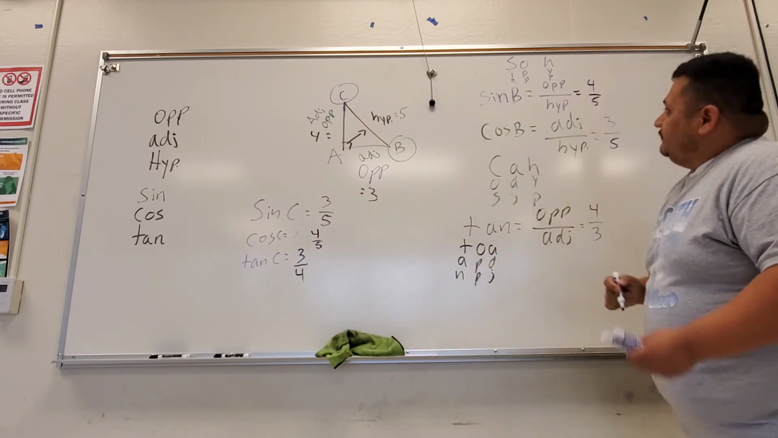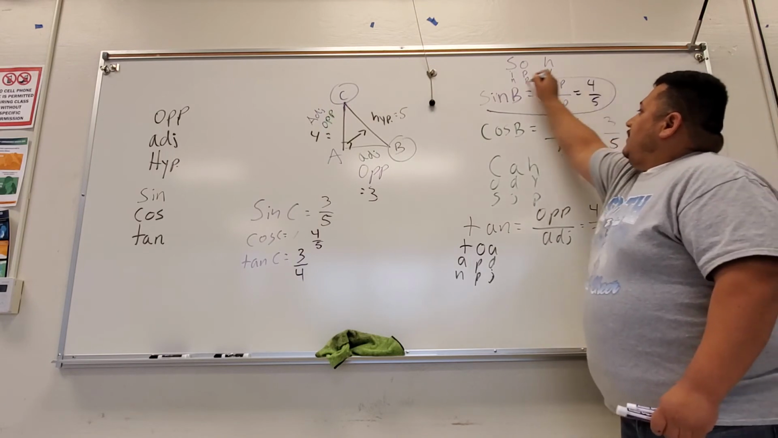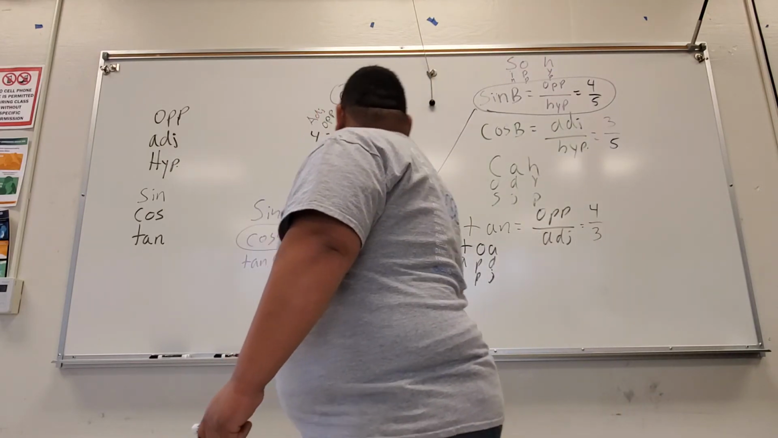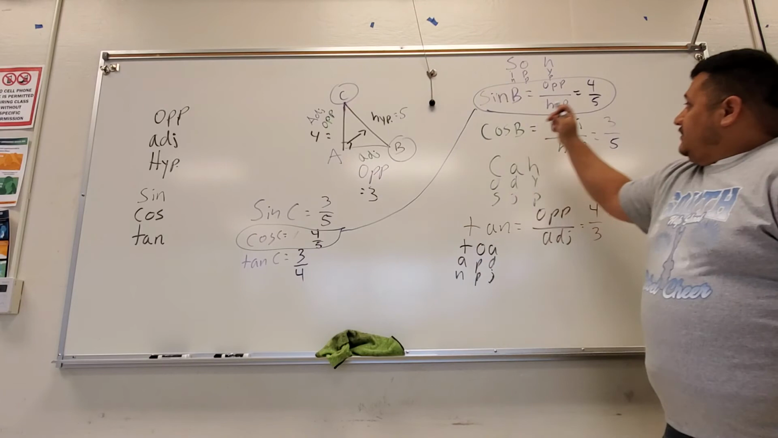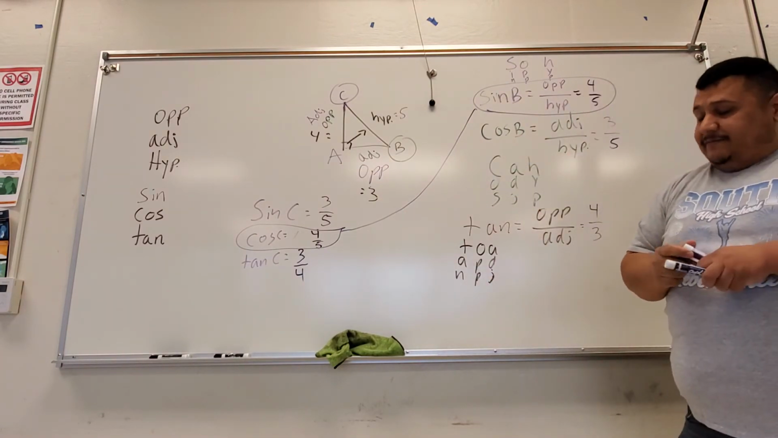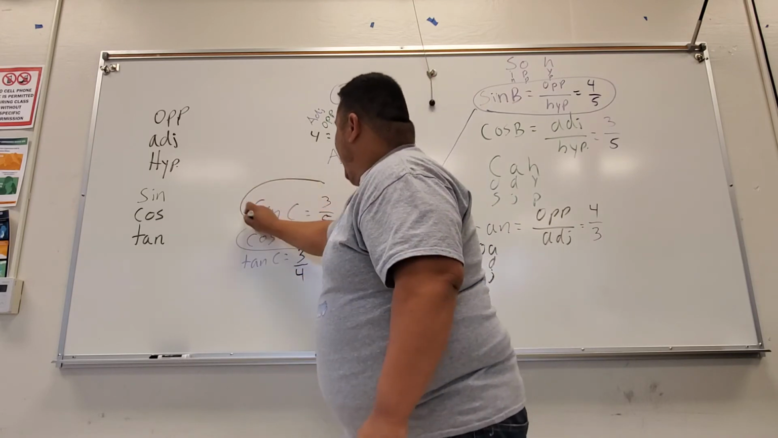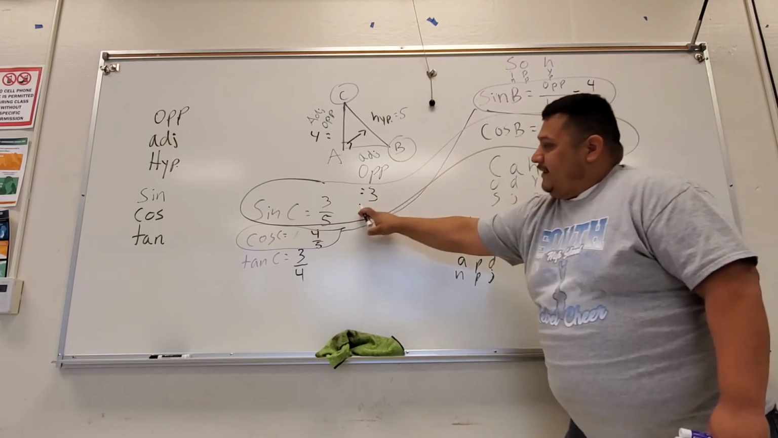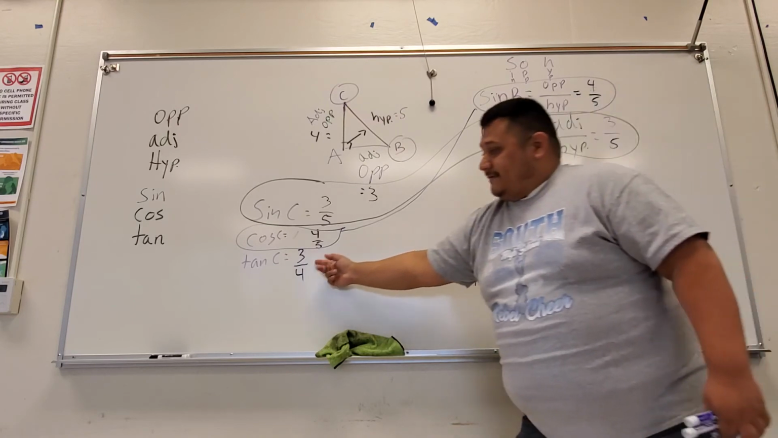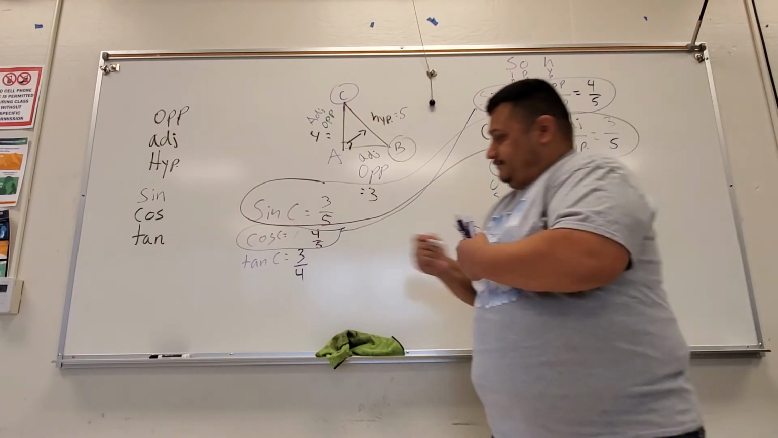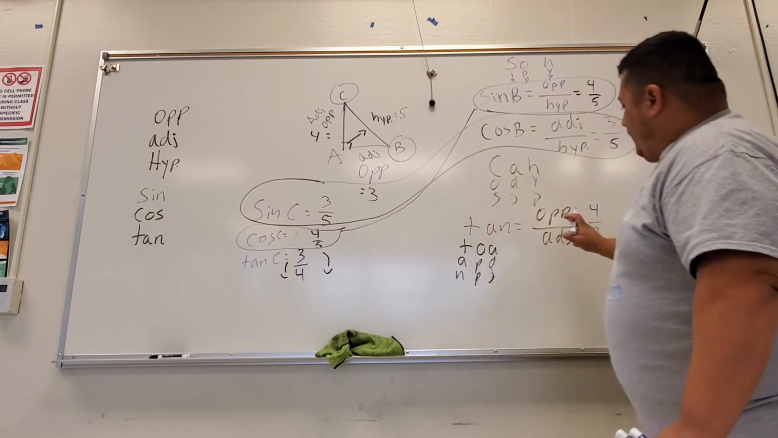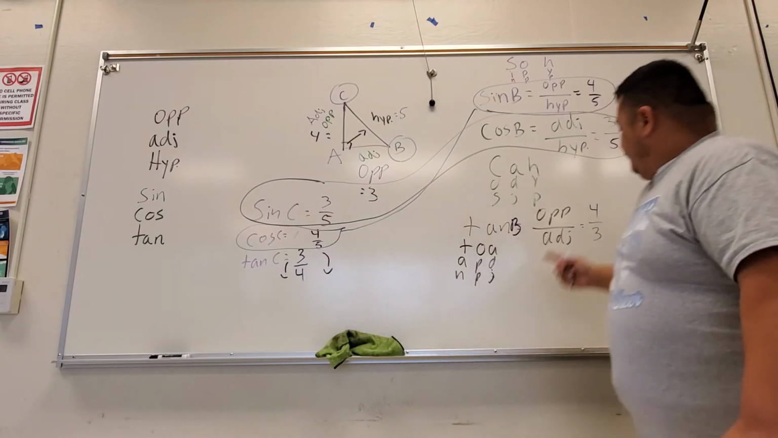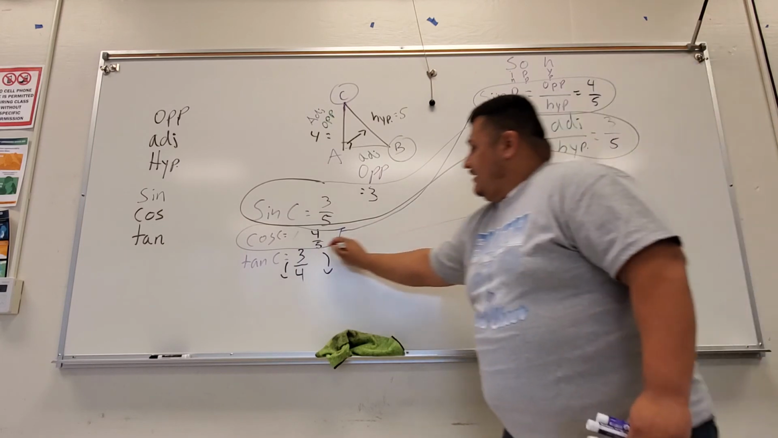Now, what do you guys notice here? Our sine of B is also the same as cosine of C. Okay? See how these are the same thing? And guess what happened with sine of C? Isn't that the same as cosine of B? Cosine of B, sine of C. And then guess what happens here in tangent? They get flipped around, right? From tangent of B, 4 over 3, it gets flipped around to 3 over 4. See how that is given?